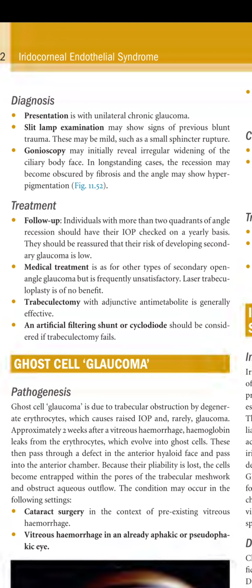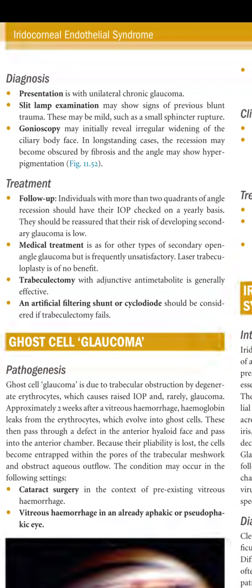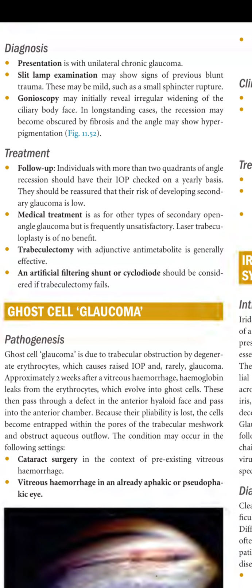Gonioscopy may initially reveal an irregular widening of the ciliary body face. So there will be the ciliary body widening. In long standing cases, the recession may be obscured by fibrosis and the angle may show hyperpigmentation as well. Treatment: individuals with more than 2 quadrants of angle recession should have their IOP checked on a yearly basis. They should be reassured that their risk of developing secondary glaucoma is low.